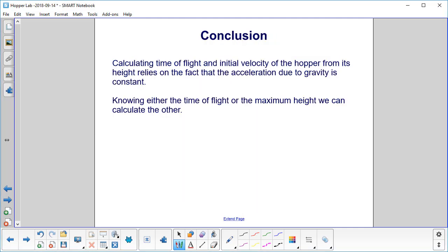Calculating time of flight and initial velocity of the hopper from its height relies on the fact that the acceleration due to gravity is constant, and of course that's negative 9.8 meters per second squared. Knowing either the time of flight or the maximum height, we can calculate the other.